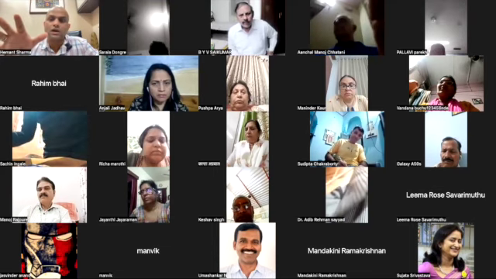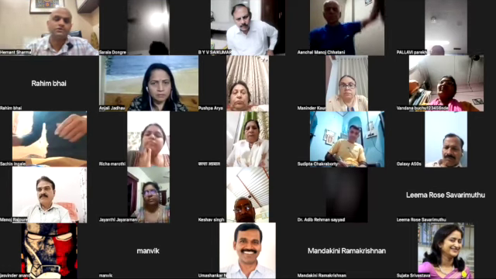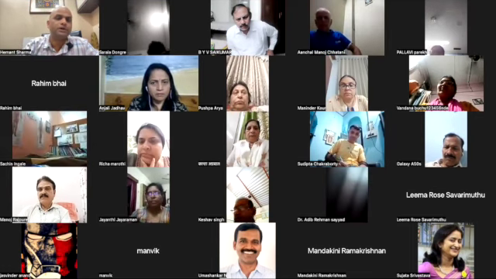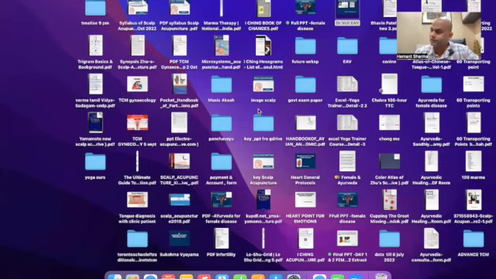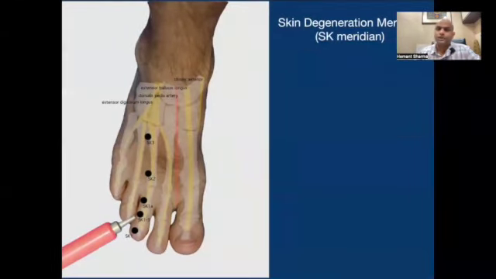A scar can give you a great problem. So with the help of this skin meridian, we can treat problems of scars like the urethral stricture. Okay, so this is the skin degeneration meridian, and there are many more things we can treat with the help of this, like problems of the skin, unwanted growth over the skin, we can treat with the help of this.